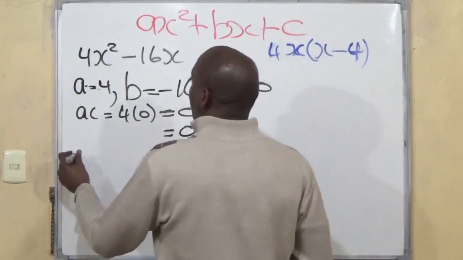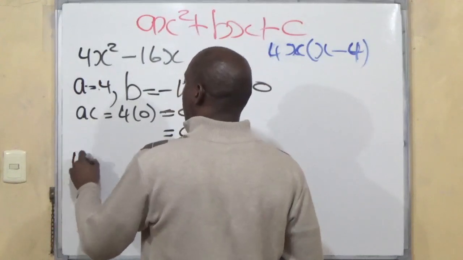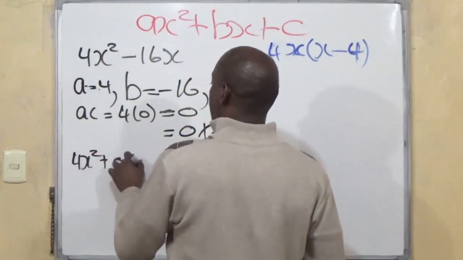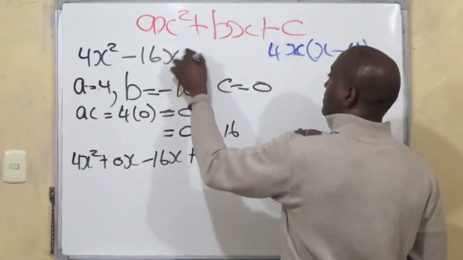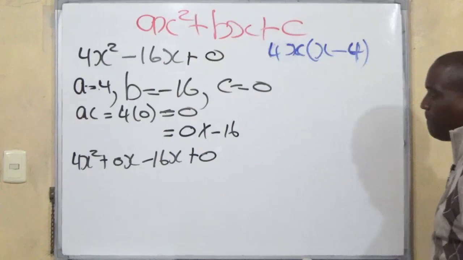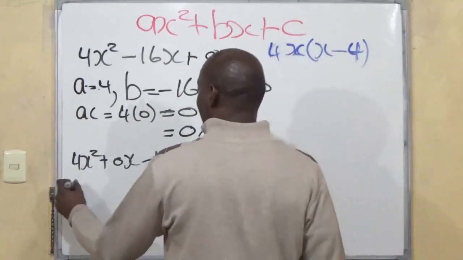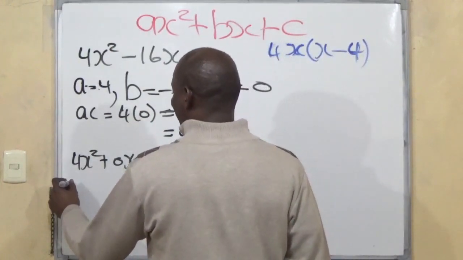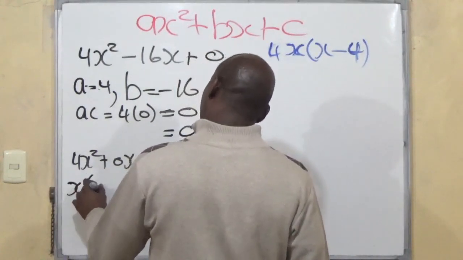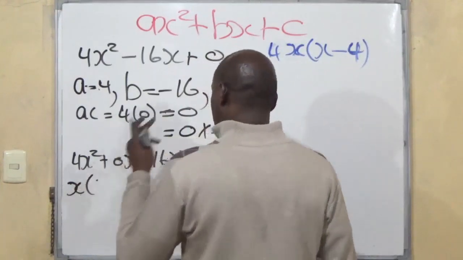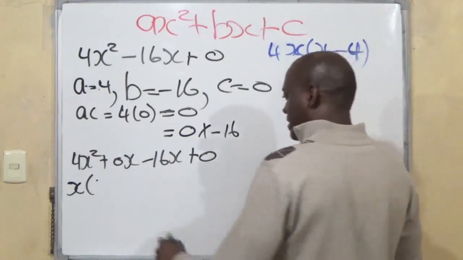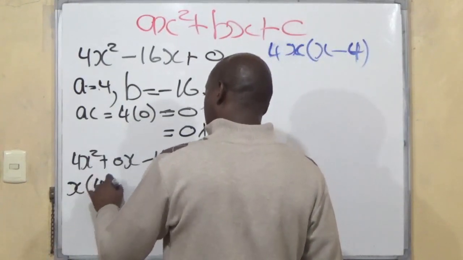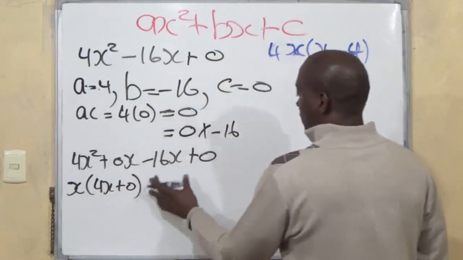So here what we're going to do. We say 4x squared plus 0x minus 16x plus 0, right? Because your C is equal to 0. We say x into 4x plus 0. Now we ain't really sure what to do here.